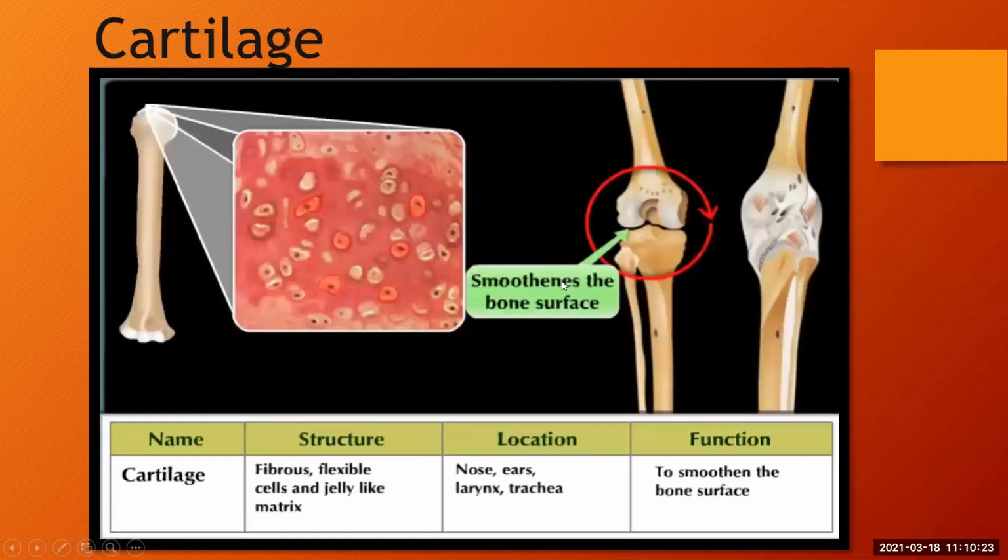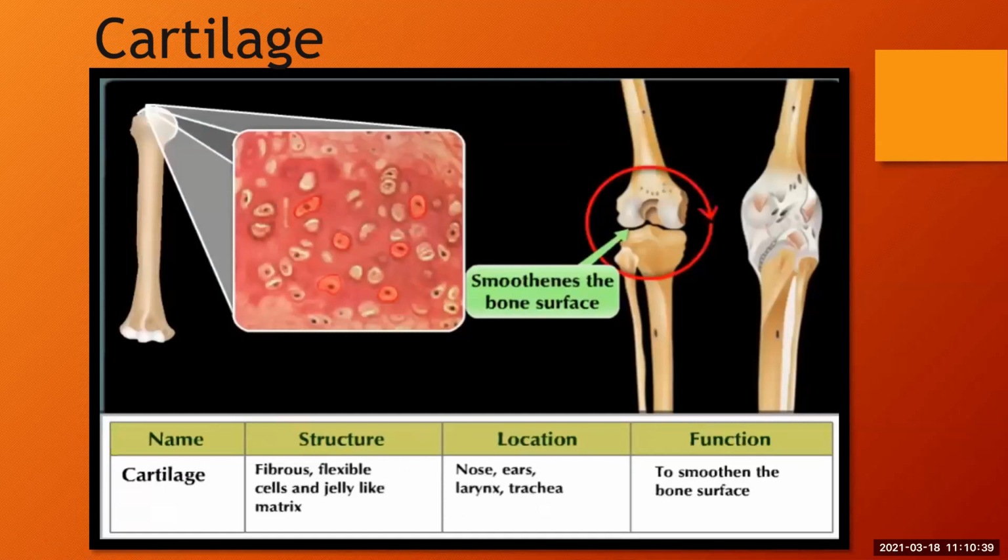Then the next is cartilage. They are fibrous, flexible cells and jelly-like matrix. They are present at the nose, ears, larynx, and trachea, and their function is to smoothen the bone surface.